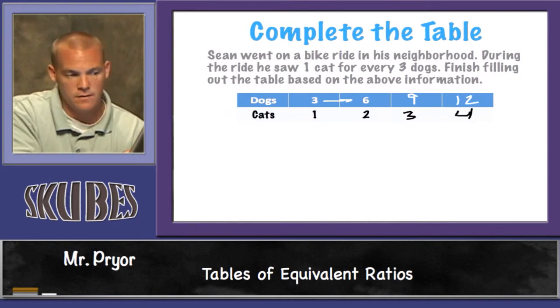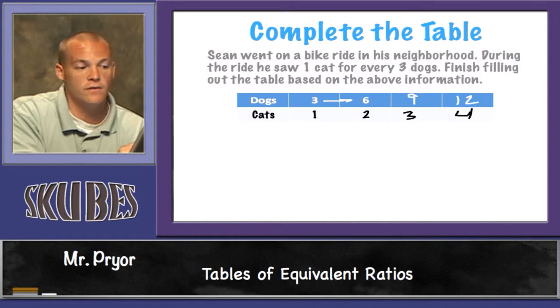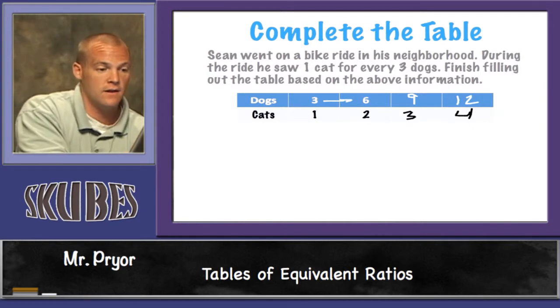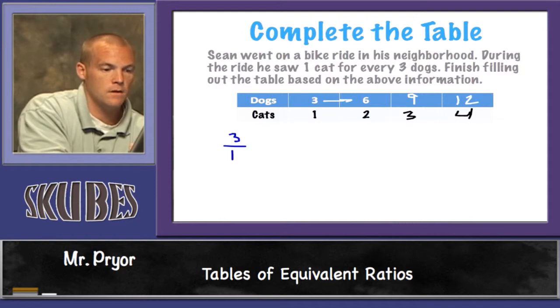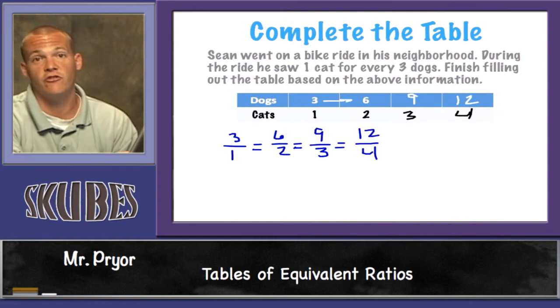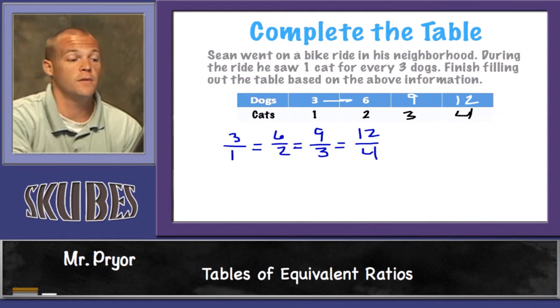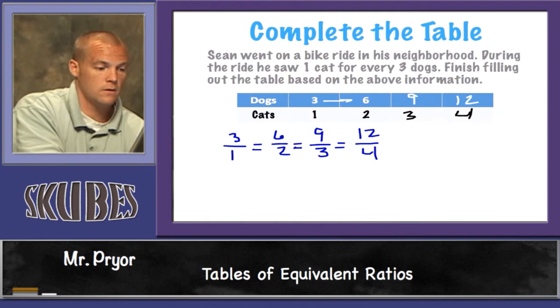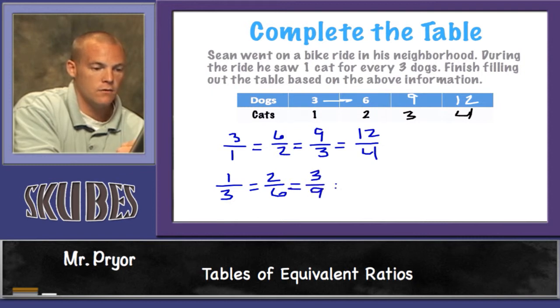Now, if we break this down and we put the number of dogs over the number of cats, we get the following. We get 3 over 1, which is equal to 6 over 2, which is equal to 9 over 3, which is equal to 12 over 4. And these are all what we call equivalent ratios or equivalent fractions. You can also flip these over. If you flip them over, it would be 1/3, or 1 to 3, 2 to 6, 3 to 9, and 4 to 12.